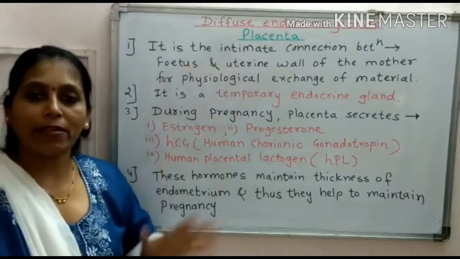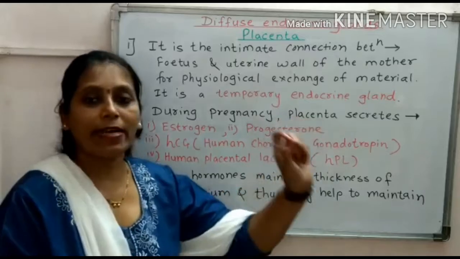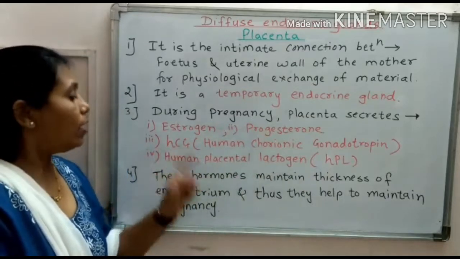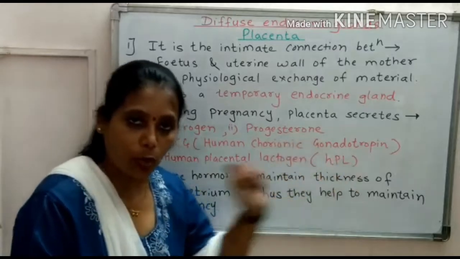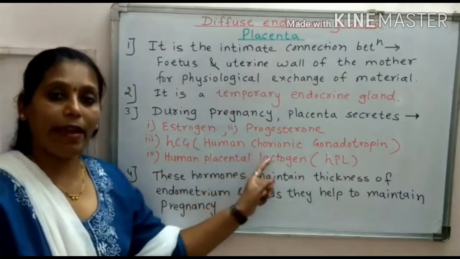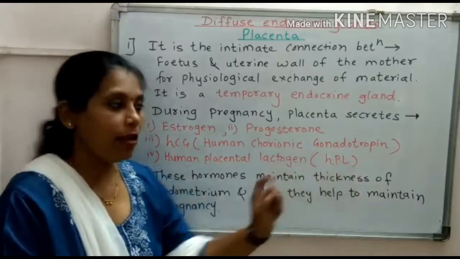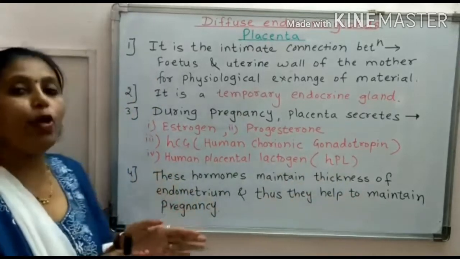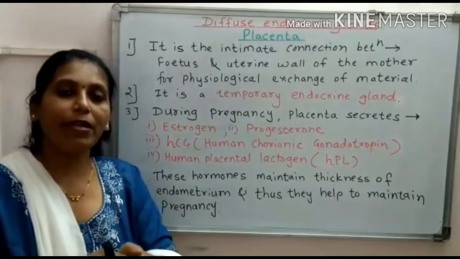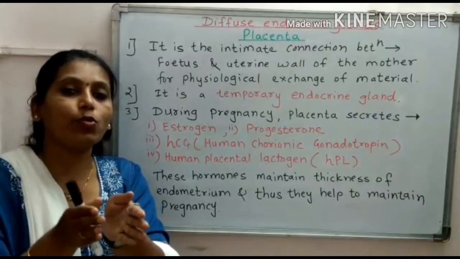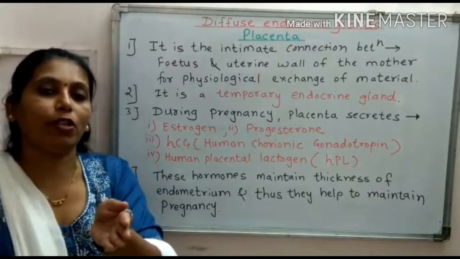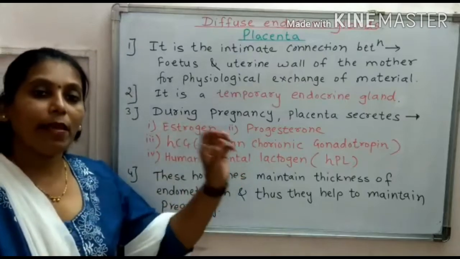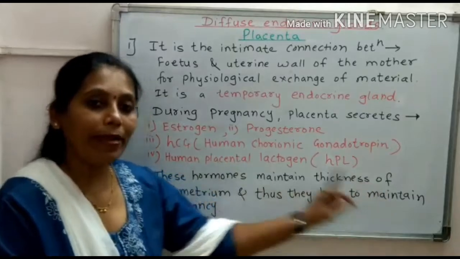Let us study. During pregnancy in the human female, this placenta secretes estrogen, progesterone, HCG, that is human chorionic gonadotropin hormone, and human placental lactogen, that is HPL. All these hormones maintain the thickness of the endometrium. What is the endometrium? It is the inner lining of the uterus where the baby is going to settle and be there for 9 months. So the thickness of the uterus should be maintained throughout the 9 months. These hormones play a very important role. Thus they help to maintain the pregnancy.